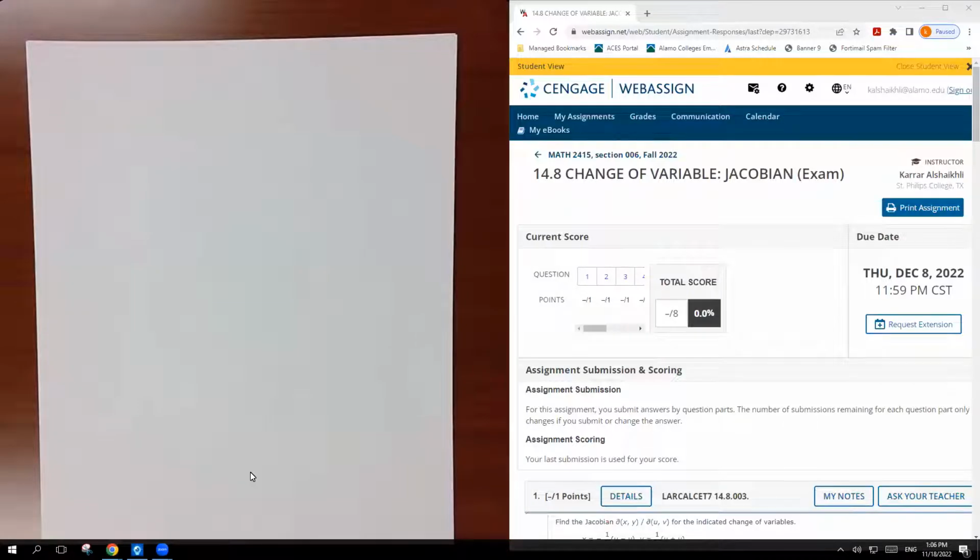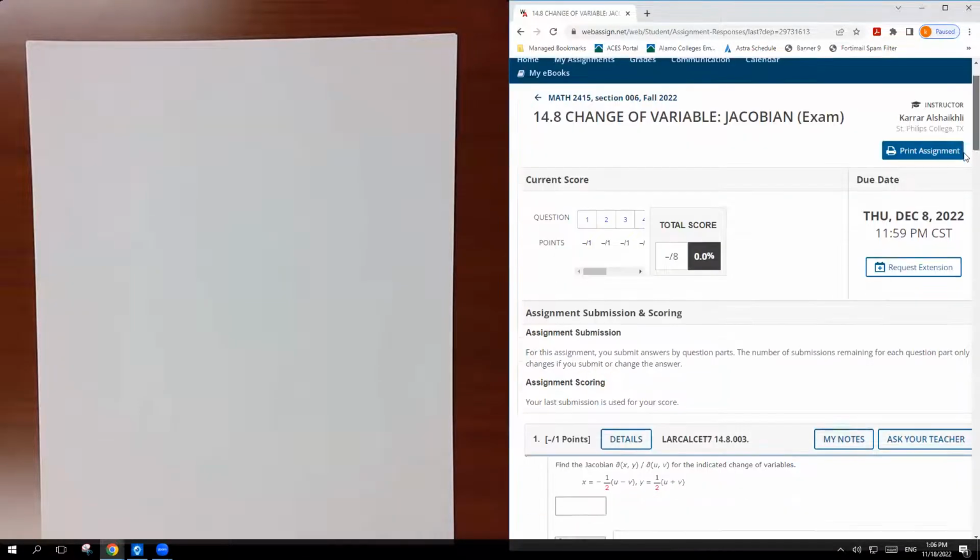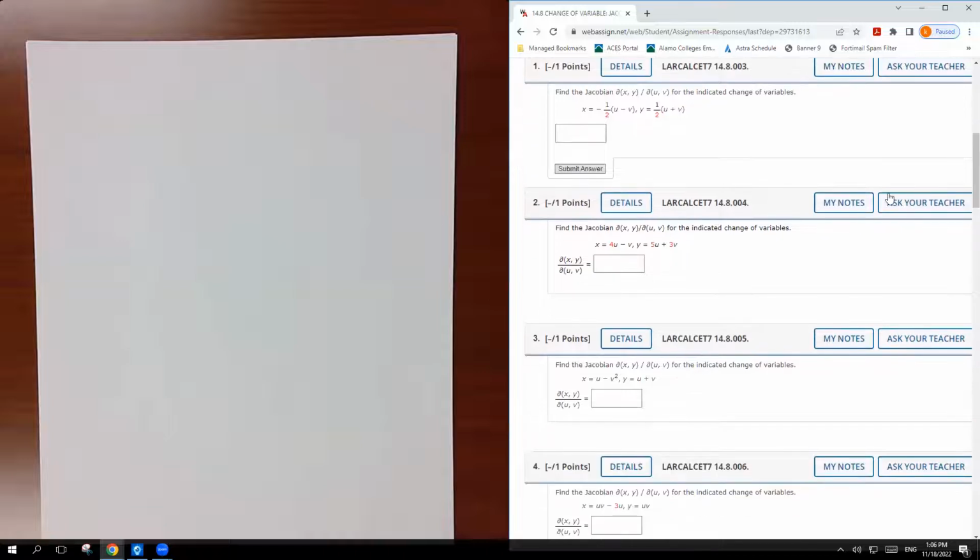Section 14.8, change of variable, Jacobian. Let's start with the first example. Find the Jacobian ∂(x,y)/∂(u,v) for the indicated change of variable. We have x equals negative 1/2 (u minus v), and y equals 1/2 (u plus v). So let's check how we're going to find the Jacobian.